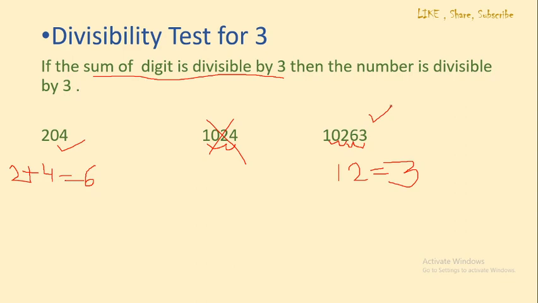Is it very simple? You just add the digits and convert to a single digit, and if it is divisible by 3, then the whole number is divisible by 3. So let us see next.